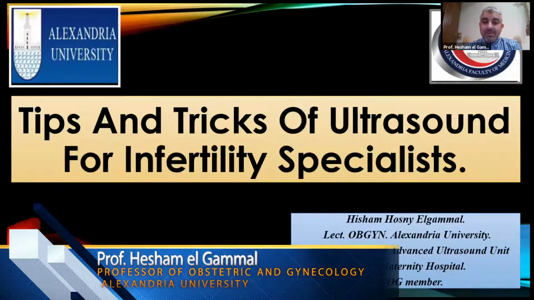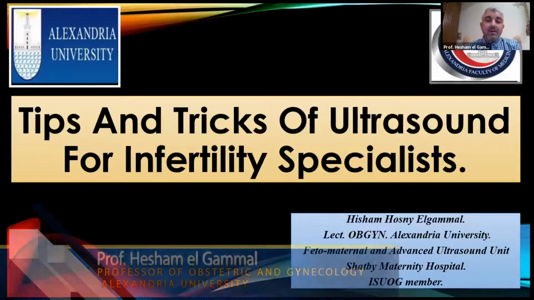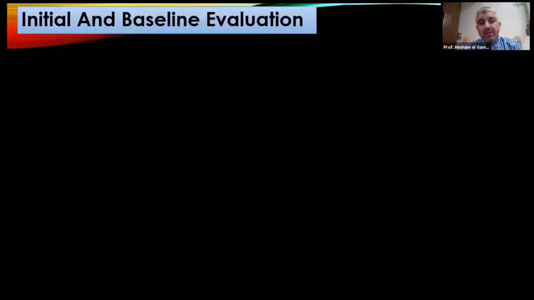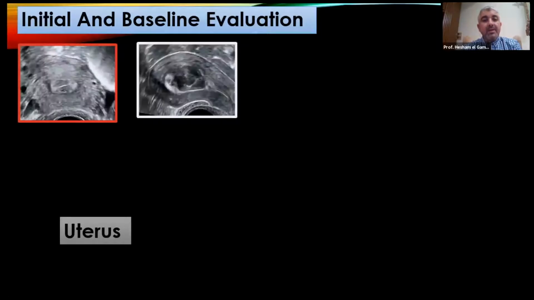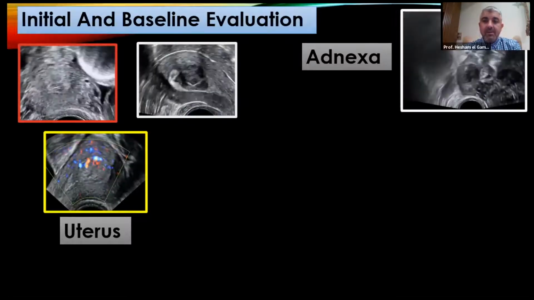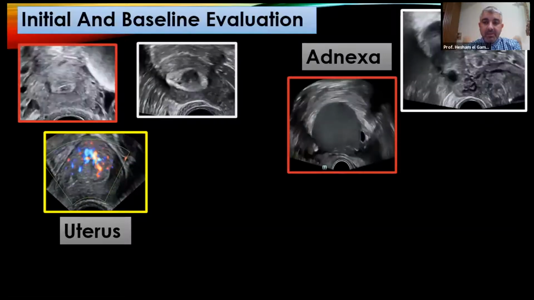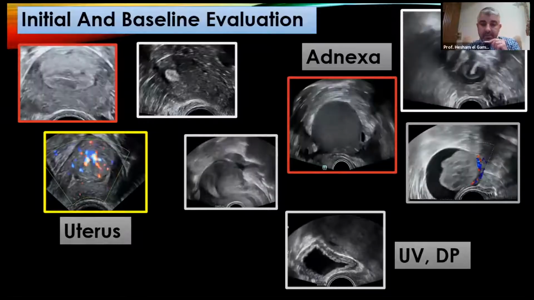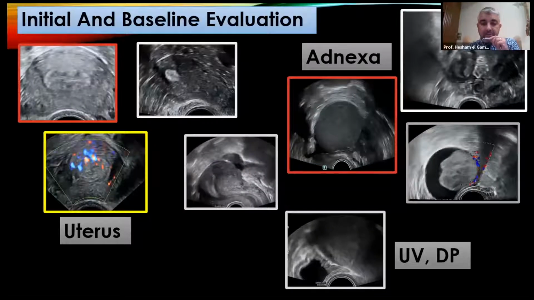So I was asked by Professor Hesham to give a review over the ultrasound scans in infertility and how we could give some advice for the specialist while performing the infertility scans. If we start with the initial and baseline evaluation of an infertile patient, we need to see the uterus and examine whatever pathology is present within the uterus. Then we move on to the adnexa, the ovaries and the tubes and whatever is beside the ovary. And then we should not forget the uterovesical pouch and the Douglas pouch while evaluating.